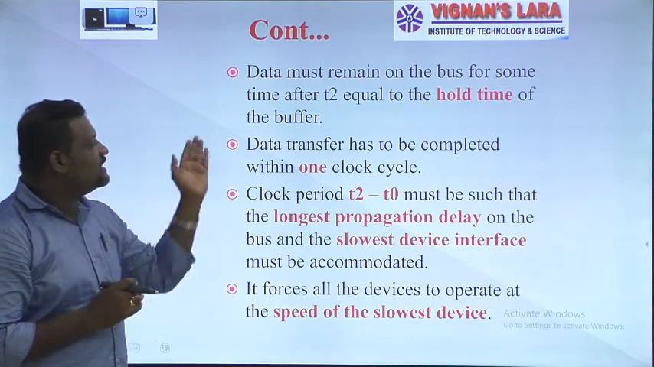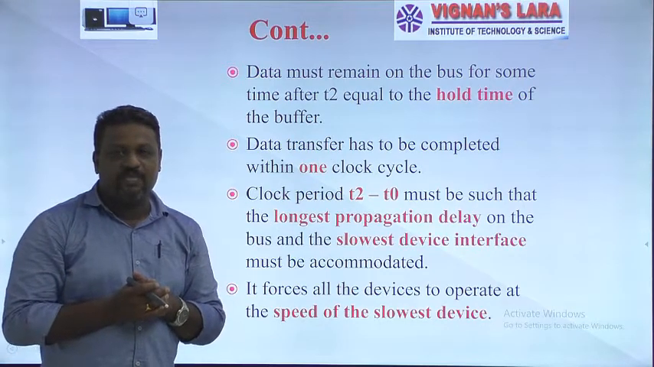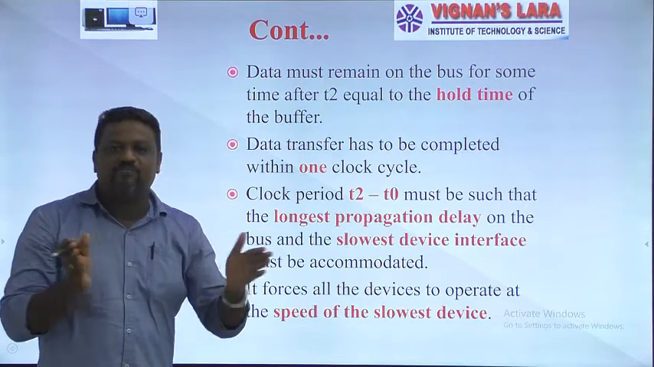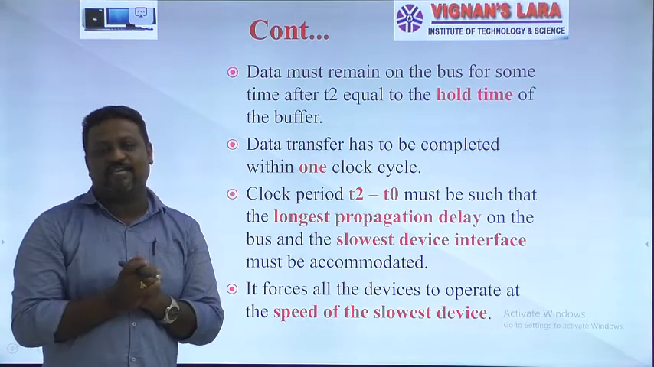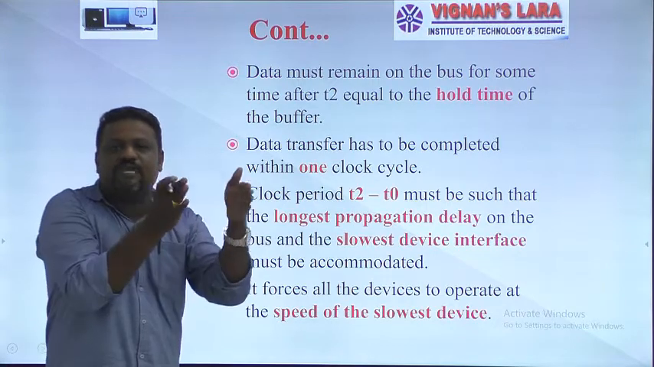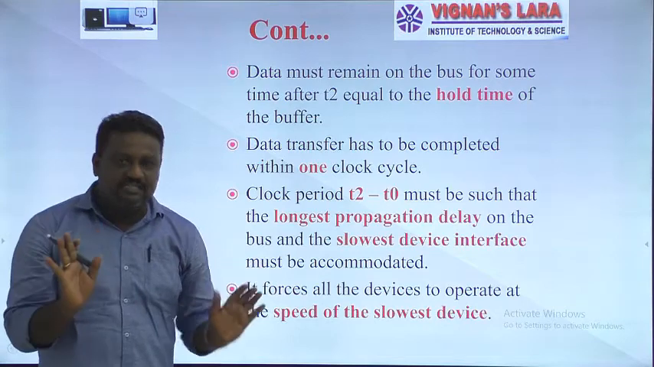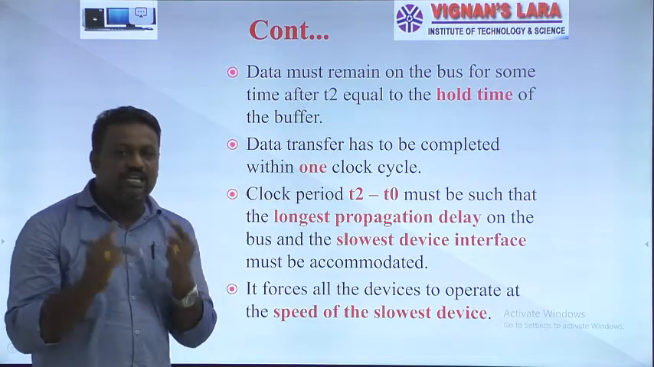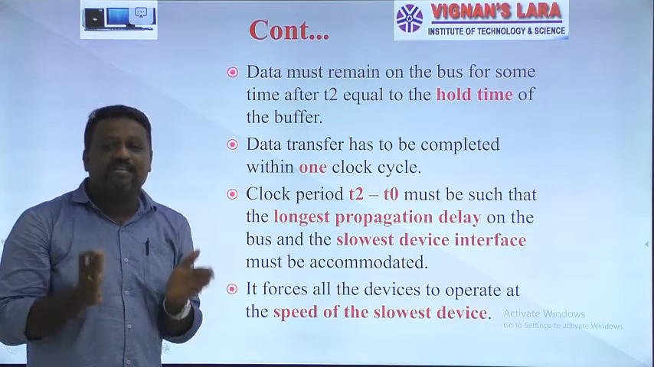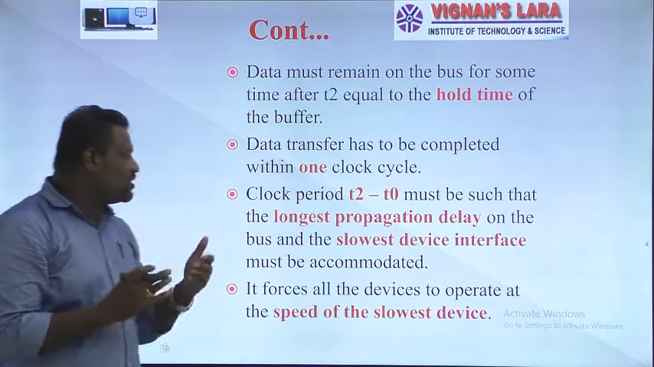Fine. Next, the data transfer has to be completed within one clock cycle. If you see our timing diagram, our entire data transfer happened in a single clock cycle. That means in that timing diagram we have only T on period as well as T off period. So our entire data transfer between a master and a slave finished in a single clock cycle. But coming to reality, it can't take a single clock cycle, it will take multiple cycles. Let's wait till we go and see it.